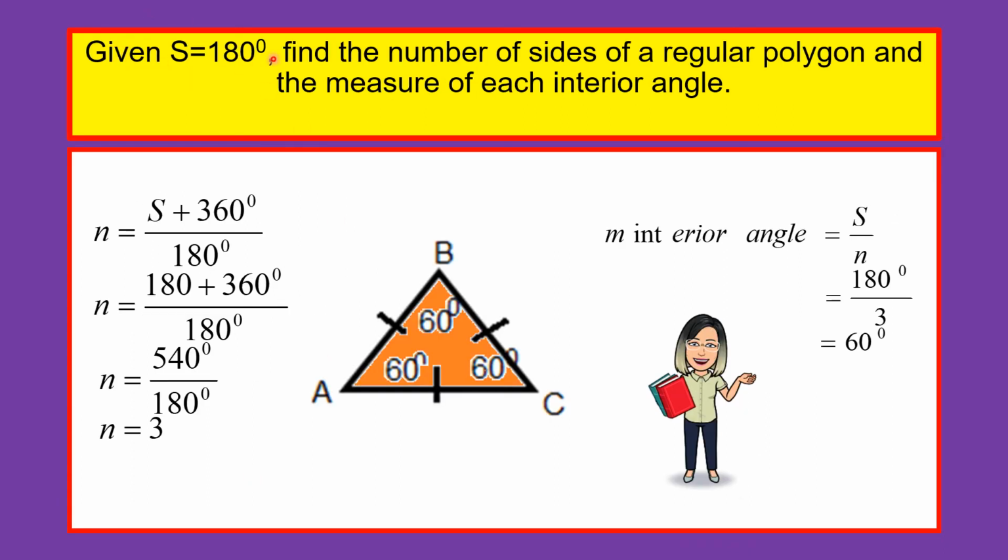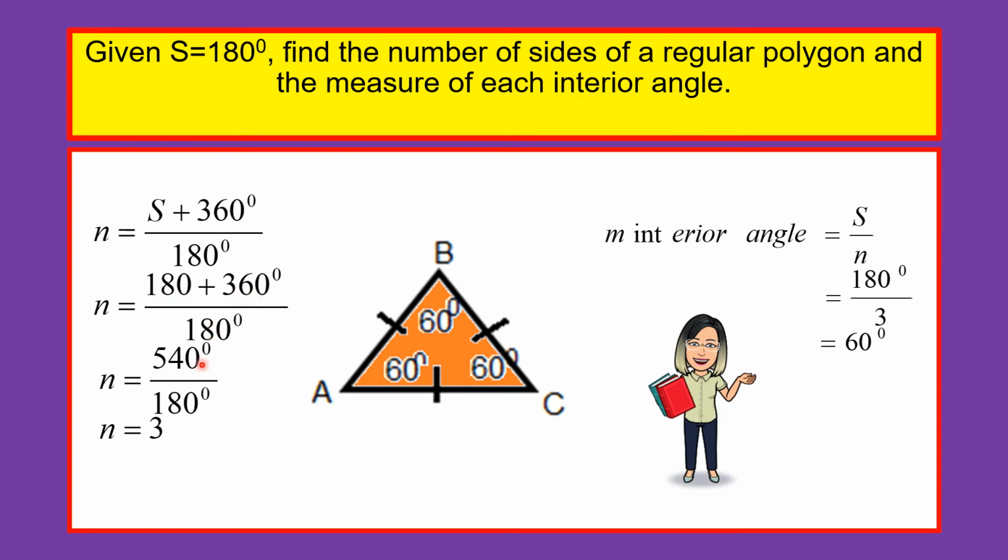So given S equals 180, where S is the sum of the measures of the interior angles of a convex polygon, find the number of sides of a regular polygon and the measure of each interior angle. We formulated the formula a while ago. N is equal to S plus 360 degrees, divided by 180 degrees. What is our S? S is 180, so N equals 180 plus 360 divided by 180.